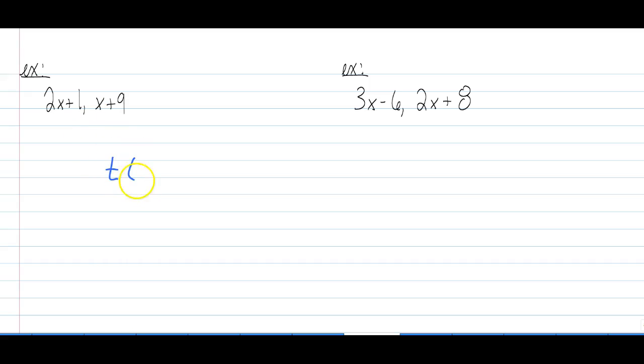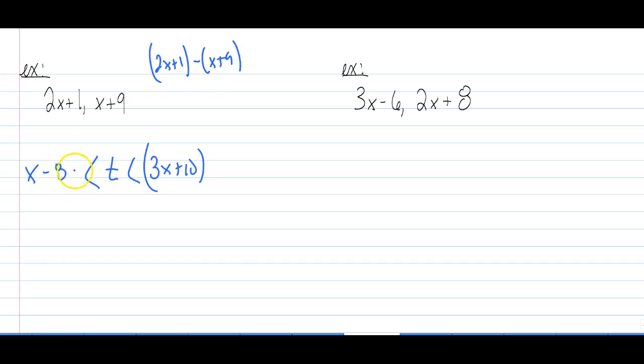Here's our next few examples. Add those together for our upper bound. That's 3x plus 10. Just like we were doing with the number examples, we add those two sides together, and our third side has to be less than their sum. And if we subtract them, we have 2x plus 1 minus the quantity x plus 9. 2x minus x is x. 1 minus 9 is negative 8. And we have to put absolute value bars around it.